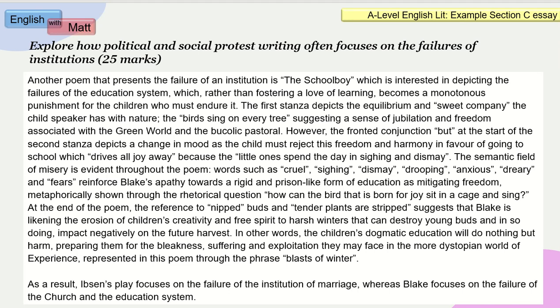Okay, so that's an example of a Section C response for political and social protests using Blake and A Doll's House. Hopefully that was useful, and good luck in your studies.